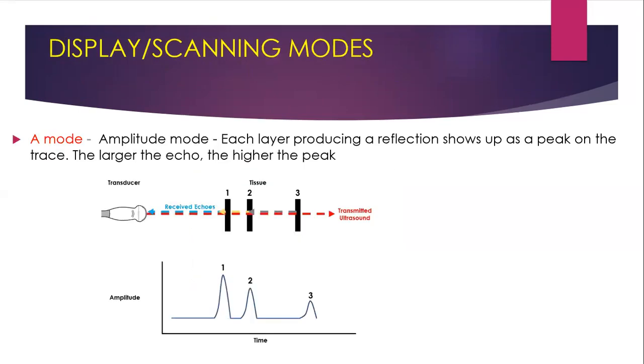So there are various modes for scanning. There is A mode, which is amplitude mode. Each layer produces a reflection which shows up as a peak on the trace. The larger the echo, the higher the peak. So the transmitter is receiving echoes.